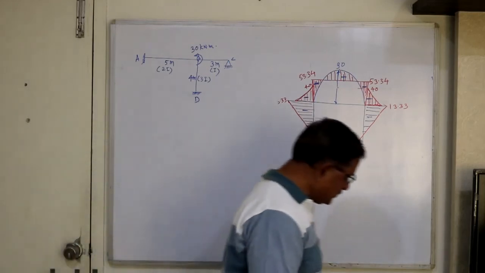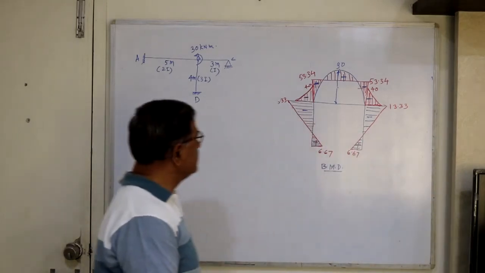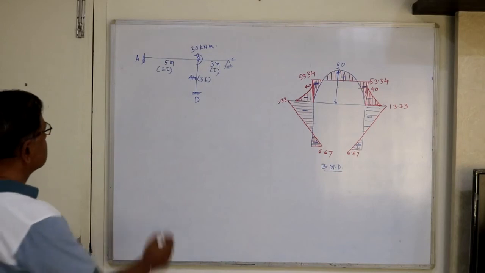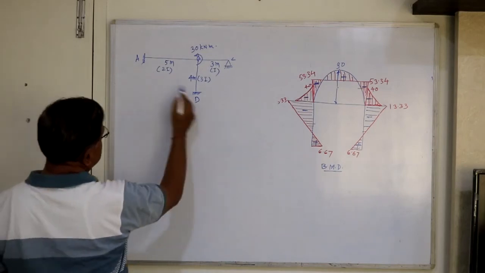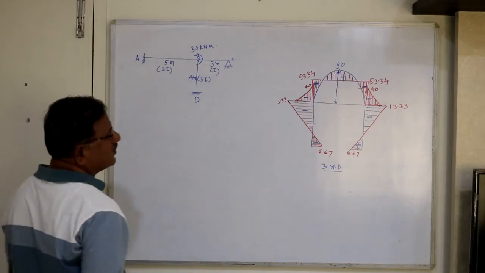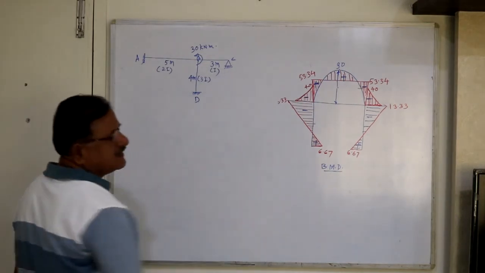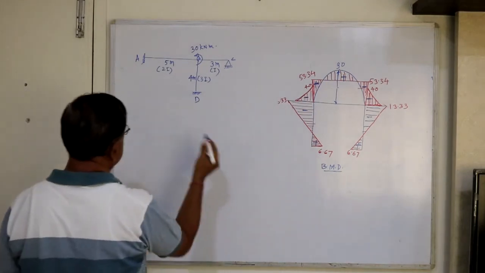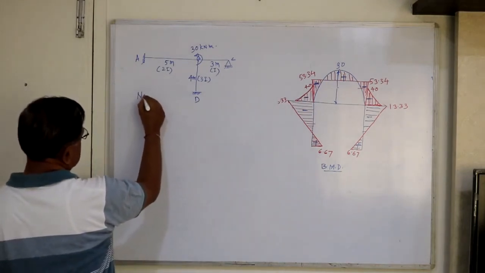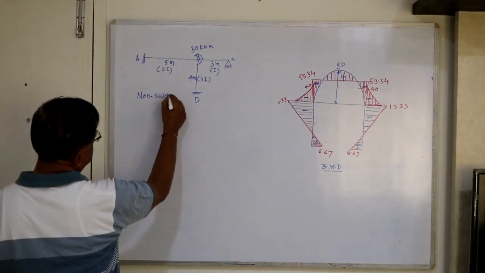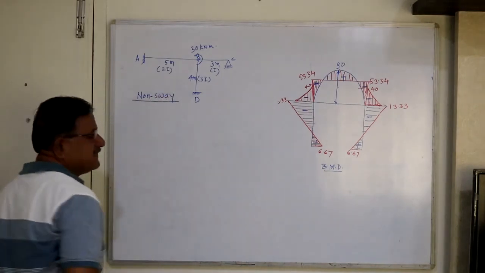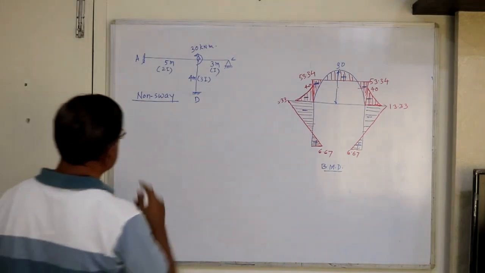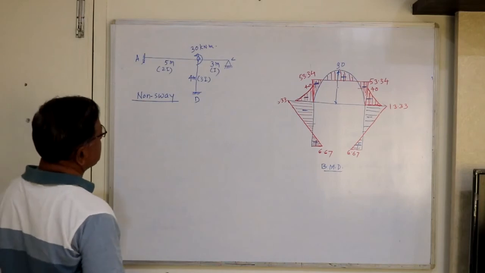First of all, you have to identify whether the given frame is a sway frame or non-sway. Since the end is fixed, the fixed end will not allow sway; even if this end is a hinge, or even if there is a roller, sway of the frame will not occur. So this is again a non-sway type frame. That means we can use our regular method, so delta will not be an unknown.